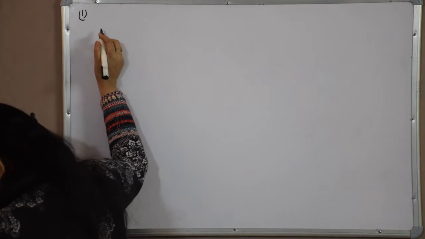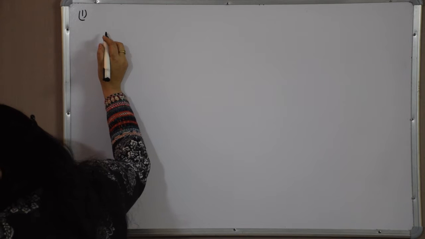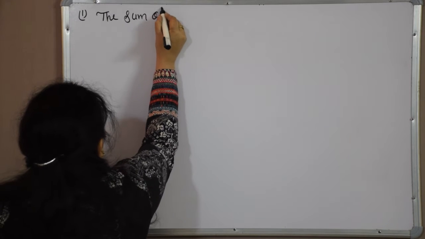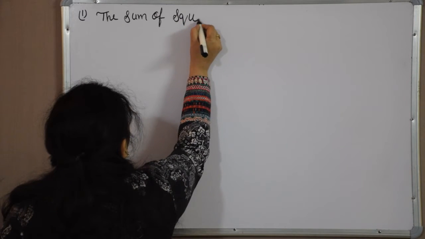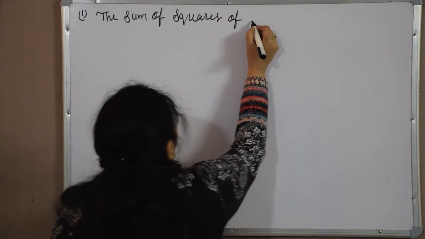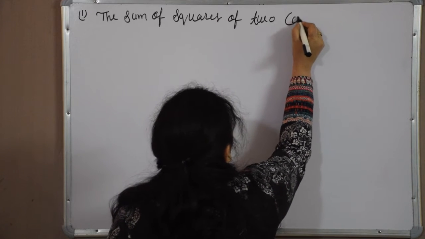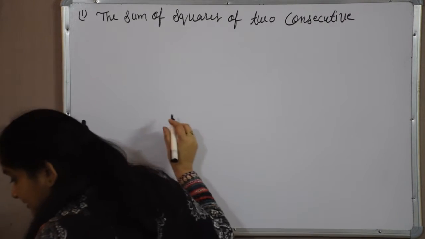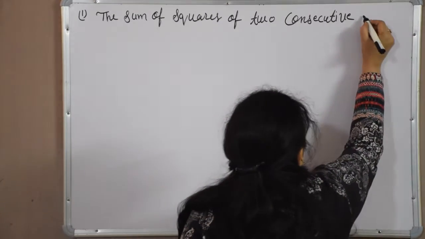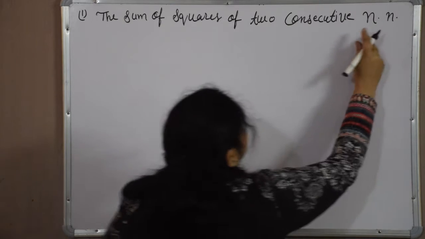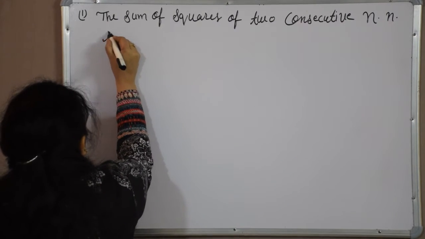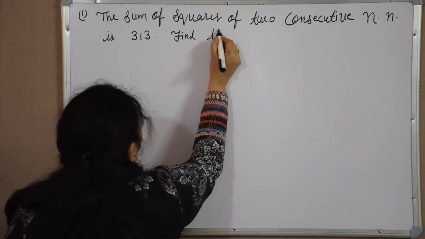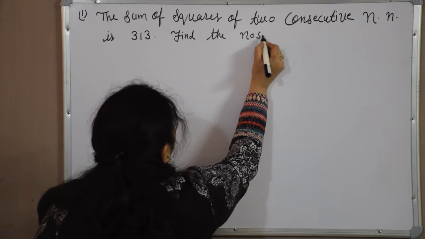So the first question: the sum of squares of two consecutive natural numbers is 313. Find the numbers. We have to find the numbers.